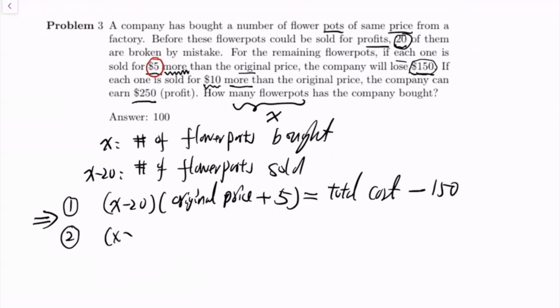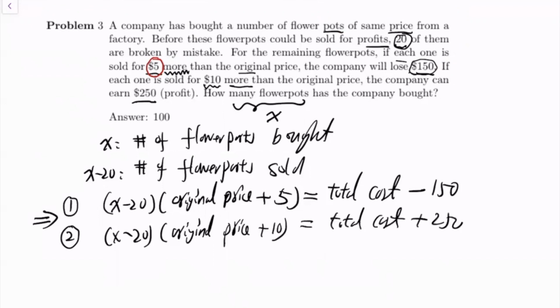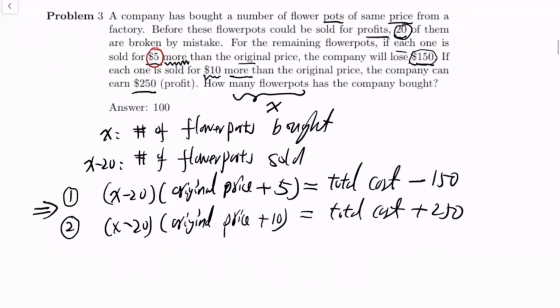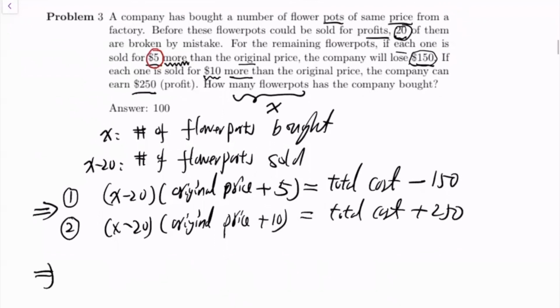But if you sold $10 more, so original price plus $10 more, then it will be the total cost and add 250, right? So that's your profit, right? That's your profit.